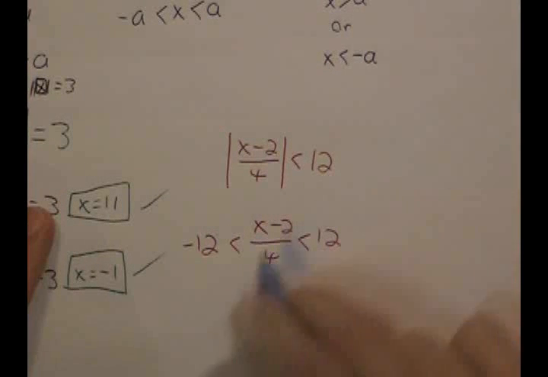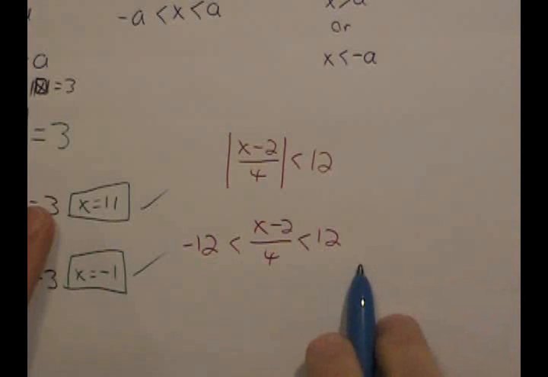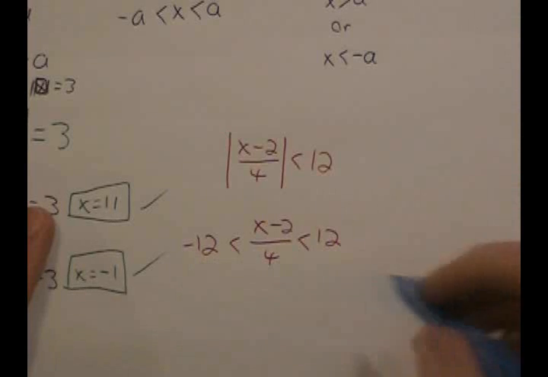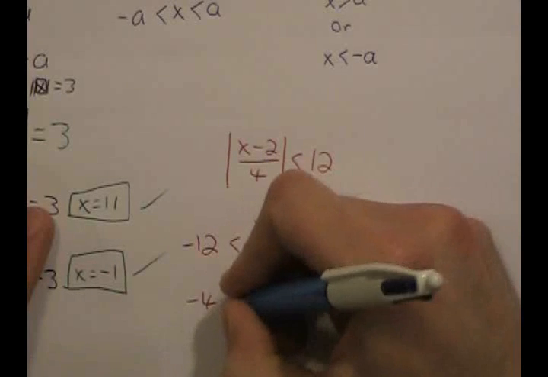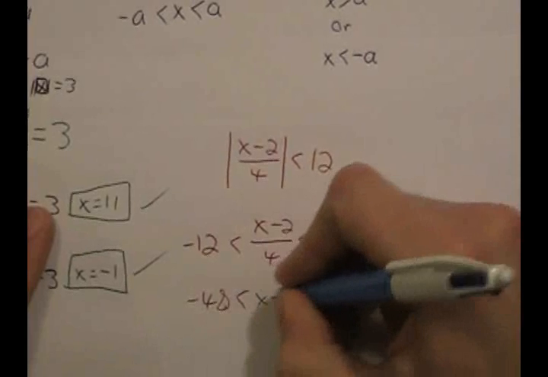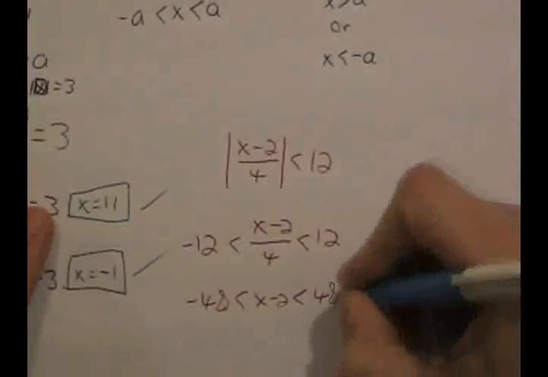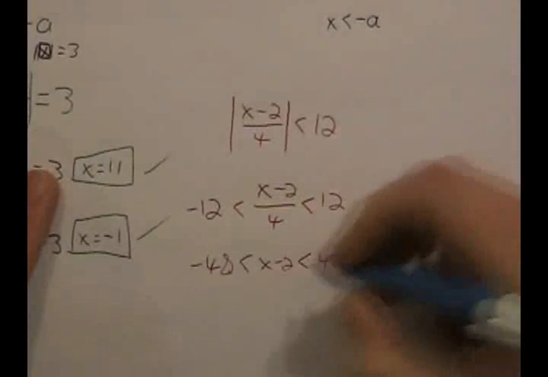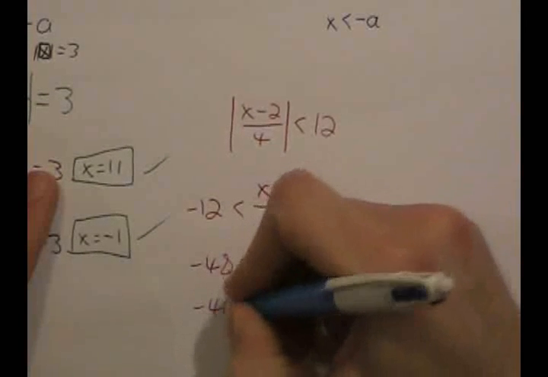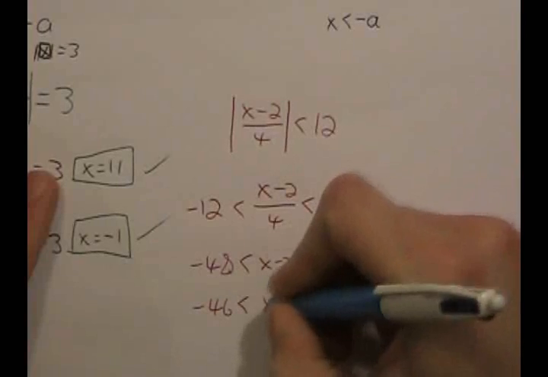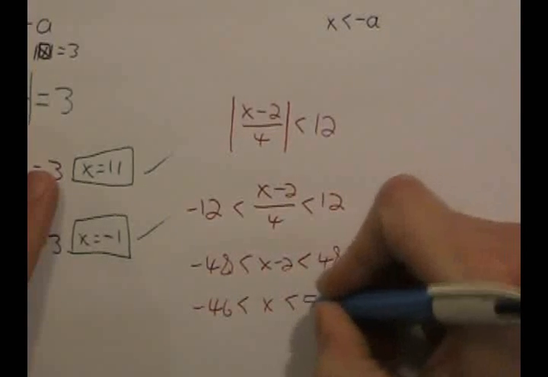Multiply all three pieces by 4 to cancel that out. You get minus 48 must be less than x minus 2, which must be less than 48, and then you just add 2, so you'll get minus 46 is less than x is less than 50.